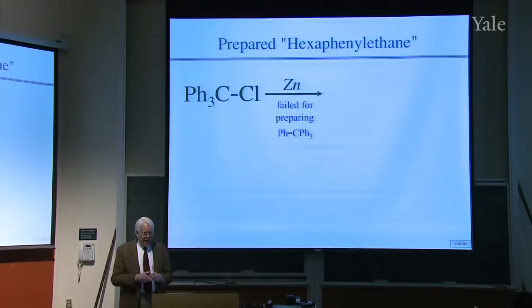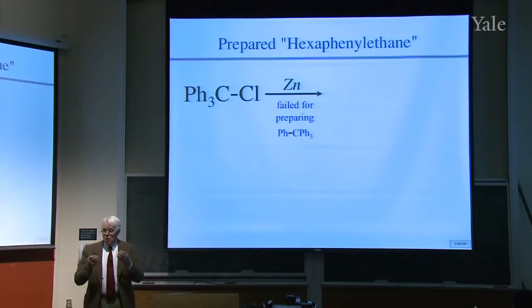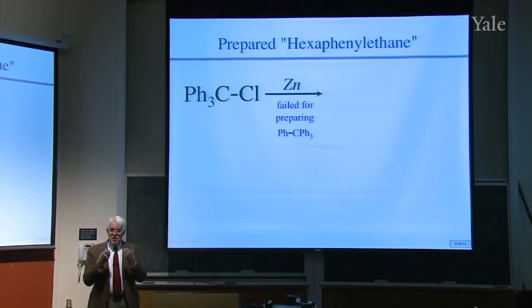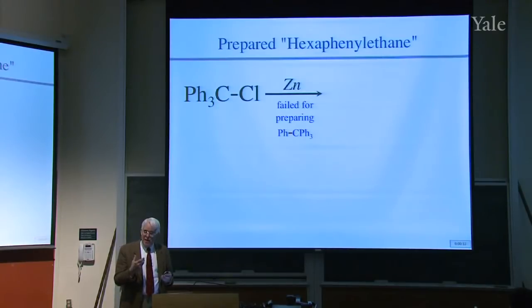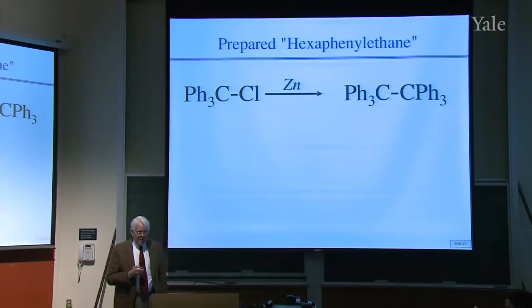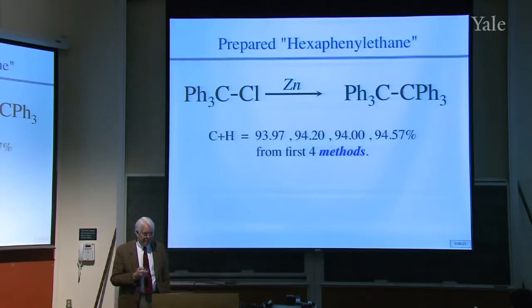Now, how did he try? He tried using the technique that failed to make tetraphenylmethane. It's very much like Wurtz coupling, right? You put a metal in, pull out 2 chlorides, the things come together is the idea, right? Here, it's plausible because it's easy to pull that chloride off, as we'll see later, okay? So in fact, he did get, he thought, hexaphenylethane, okay?